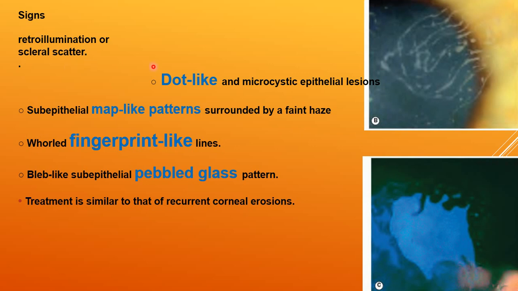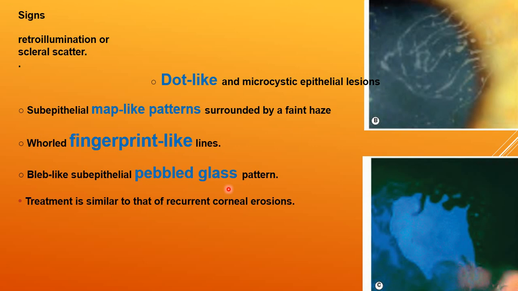There are dot-like and microcystic epithelial lesions. There is a subepithelial map-like pattern surrounded by a faint haze. Whorled fingerprint-like lines. Bleb-like subepithelial pebble glass pattern. Treatment is similar to that of recurrent corneal erosions.